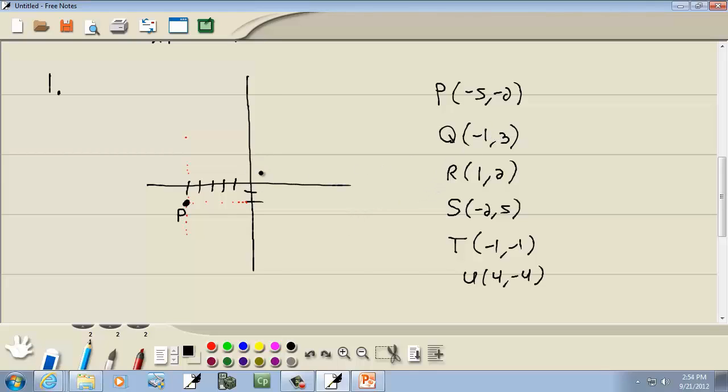Now Q is -1, 3. So I go to -1, 3, and that's going to be our Q. Now R is 1, 2. So 1, 2 would be right there. And S is -2, 5. So -2, 5, and that's our S. T is -1, -1. -1, -1 is right here. So that's my T. And U is 4, -4. So 4, -4, and that's our U.